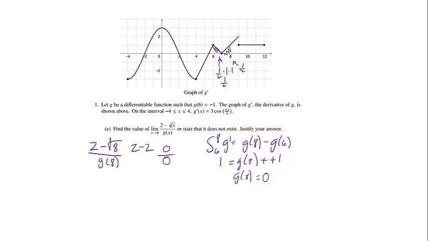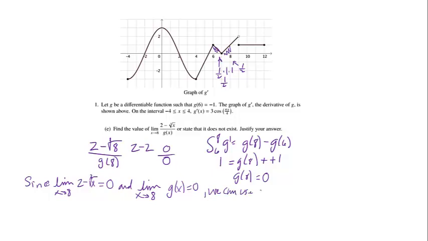So notice I do get 0 over 0, which means I can use L'Hopital's rule. But remember, we do have to establish that. So I'm going to say since the limit as x approaches 8 of 2 minus the cube root of x is equal to 0, and the limit as x approaches 8 of g of x is equal to 0, we can use L'Hopital's rule.